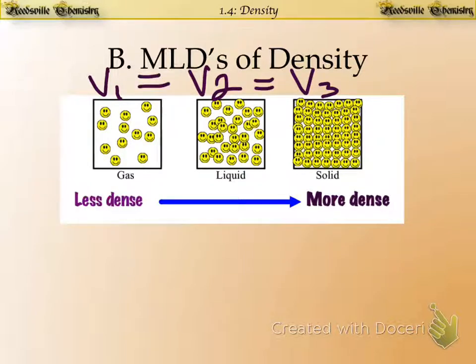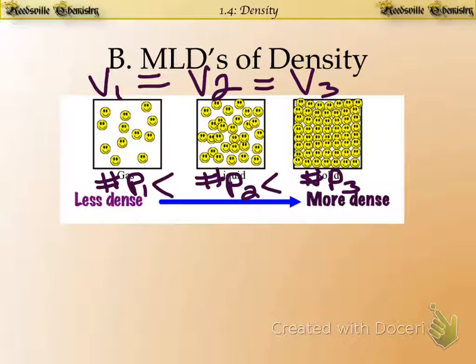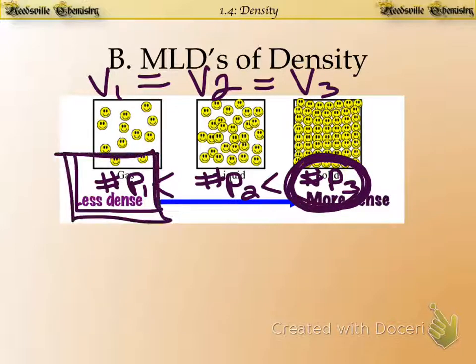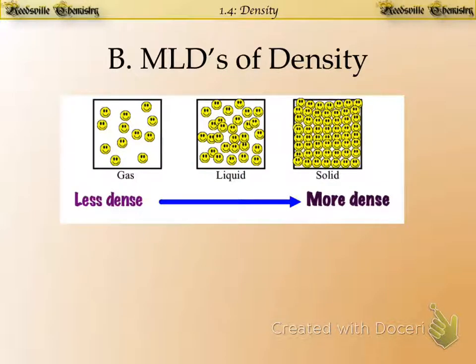What changes in each one of these is the number of particles that are packed into that volume. So the number of particles in 1, in 2, and in 3 are not equal to each other. If the number of particles aren't the same, the one with the most particles has the most mass, the one with the least particles has the least mass, and then this one is in the middle, right? There we go. So we can see density changes based on changing the amount of particles in a defined set volume.